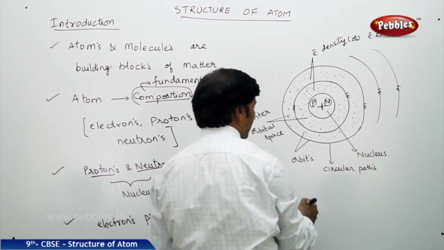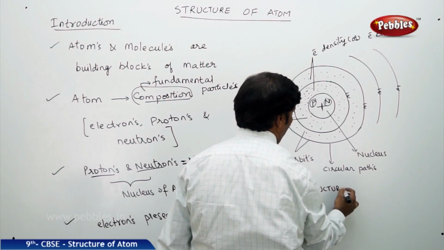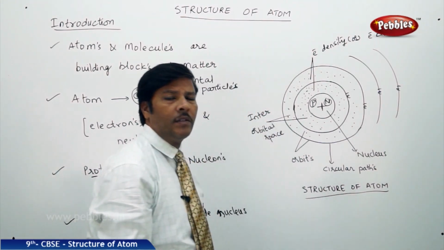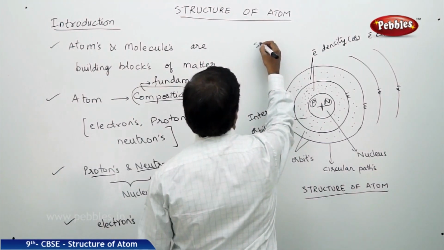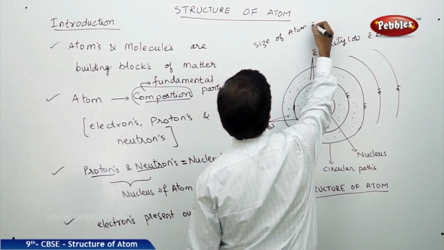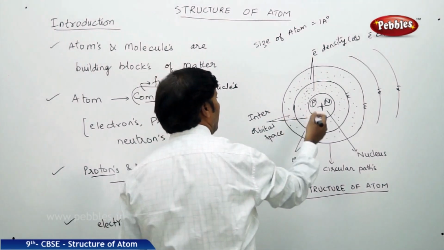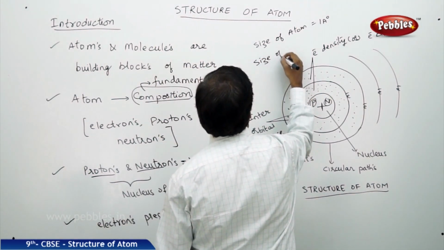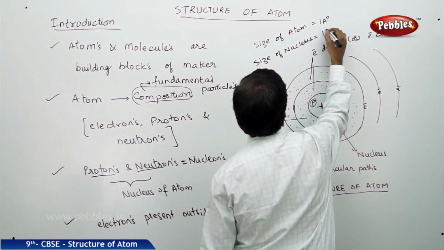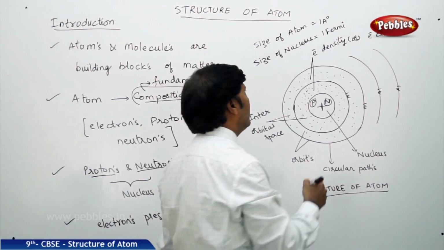And from this diagram it is very clear that this is the structure of the atom. The atom itself is very small in size. The size of the atom is 1 angstrom, which is equal to 10 to the power of minus 8 centimeter. And the nucleus is much smaller. The size of the nucleus is of the order of 1 Fermi, written 1 F. 1 Fermi is equal to 10 to the power of minus 13 centimeter.